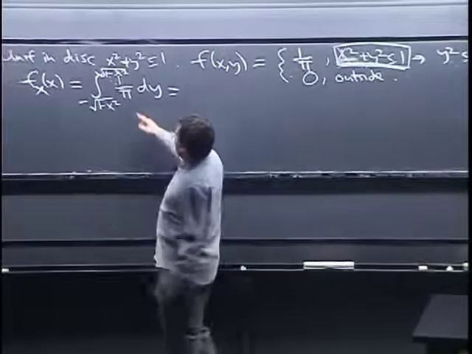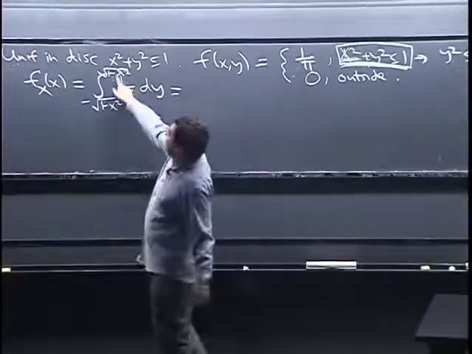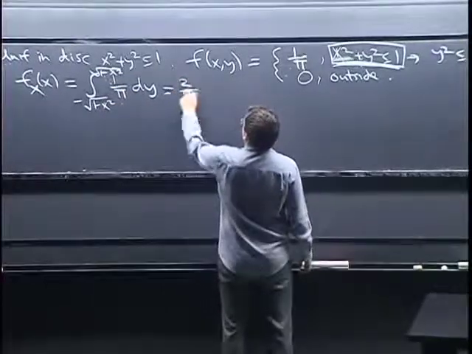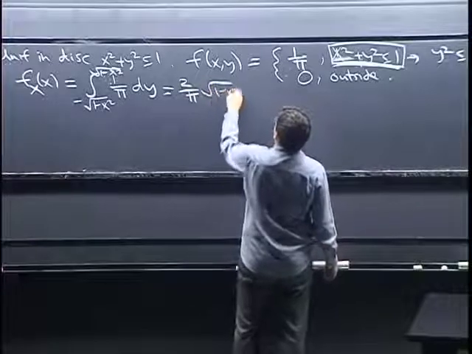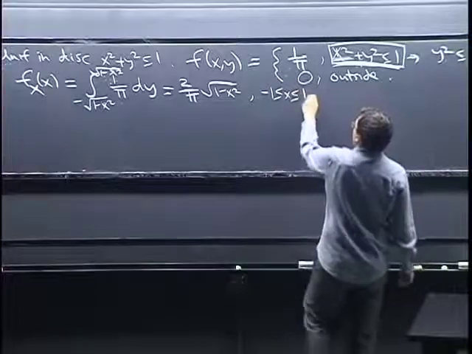All right, this is a very easy integral. The integral of a constant is just the constant times the length of the interval. So that's just 2 over pi square root of 1 minus x squared. And that's valid for minus 1 less than or equal to x less than or equal to 1.